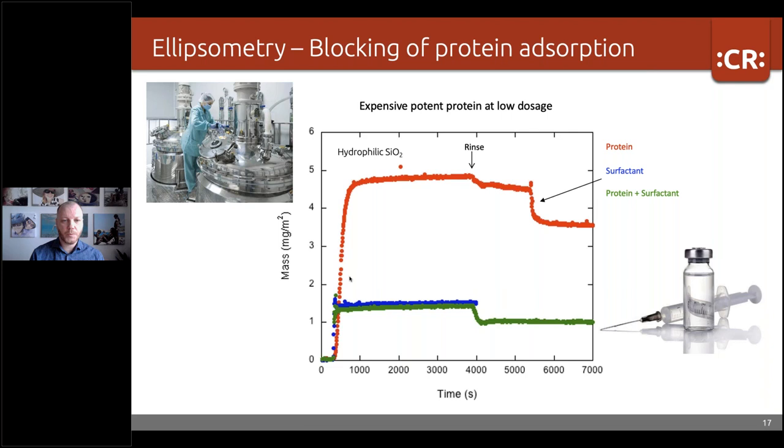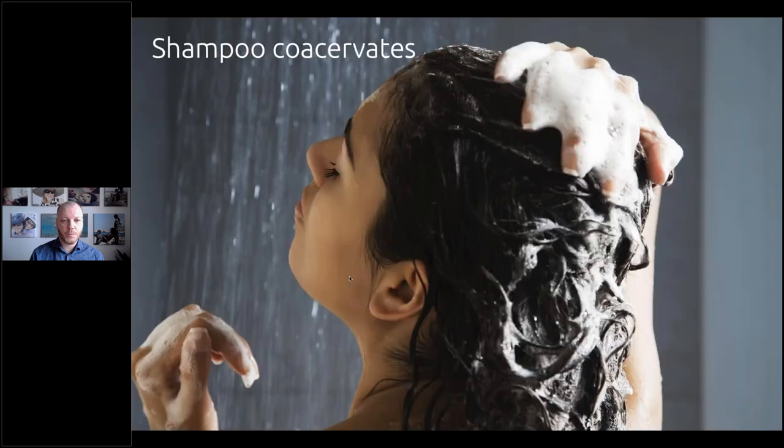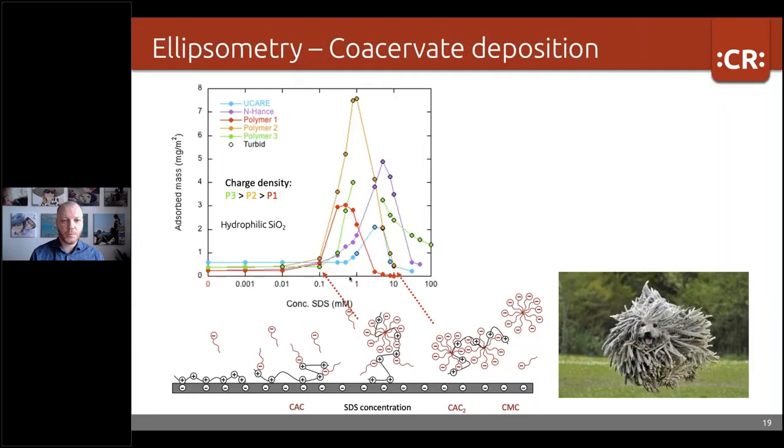So the client was, of course, really happy with this, and this led to the patent application where they used this data for their claims to prove that this surfactant gave a blocking effect. So that was the first example. Now we will go into something completely different, namely shampoo, so personal care, and coacervate deposition.